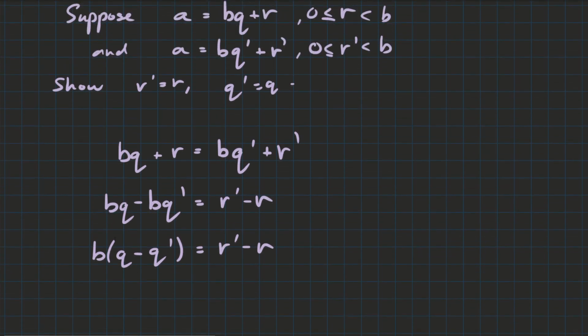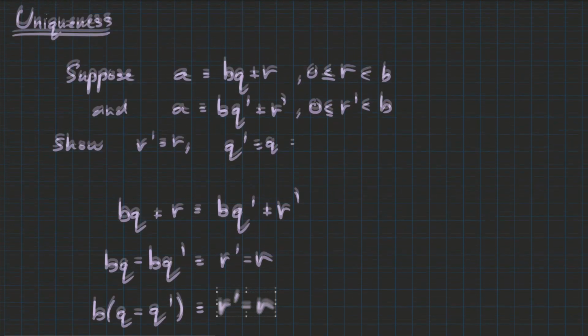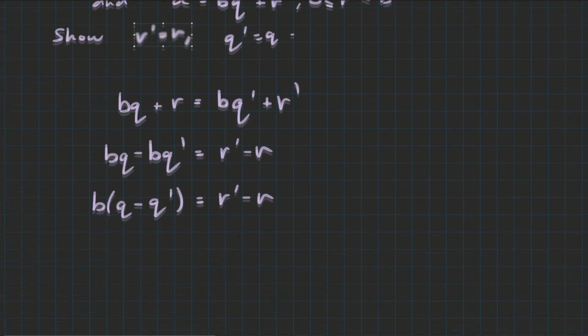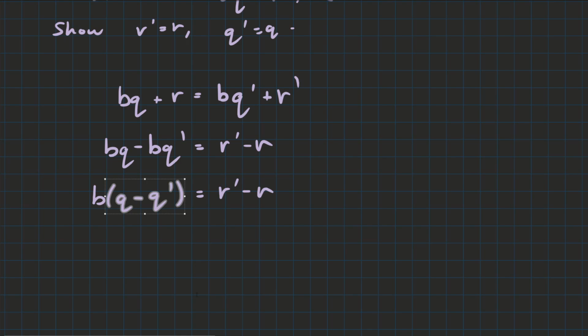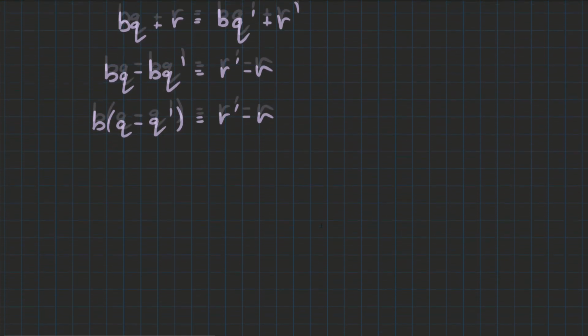And this is a nice form because we see the thing that we're trying to prove, right? We are trying to show that that's 0 and that that's 0. If I can show that that's 0, then we must be able to conclude that that's also 0 because b's not 0, right? So then that must be 0. So really our goal here is to conclude that r prime minus r is 0, which is part of what we're trying to show anyways, but that will then conclude that q prime is equal to q.